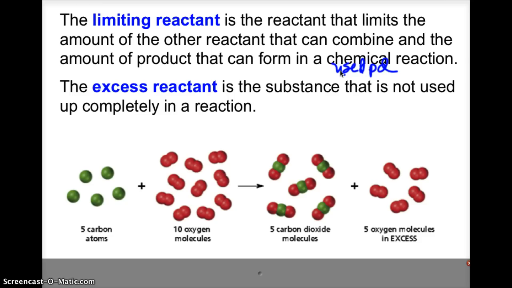The excess reactant is the substance that is not used up completely, so there is leftover in an excess reactant. Here's a chemical reaction in which you've got carbon and oxygen. Clearly you can see that carbon is the limiting reactant and the excess reactant is the oxygen.